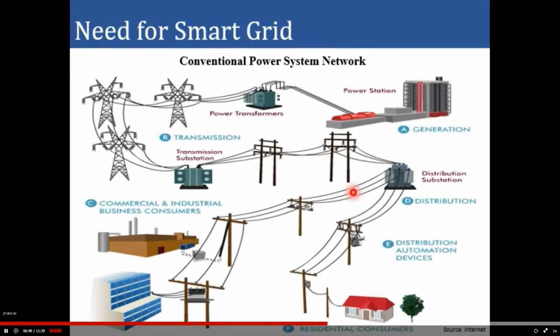Now why is there a need for a smart grid? We know that the generation happens at the generating station, then using power transformers it is stepped up, and through transmission lines it reaches the distribution network and then the various loads. Now what is the challenge in the current distribution of the power system?